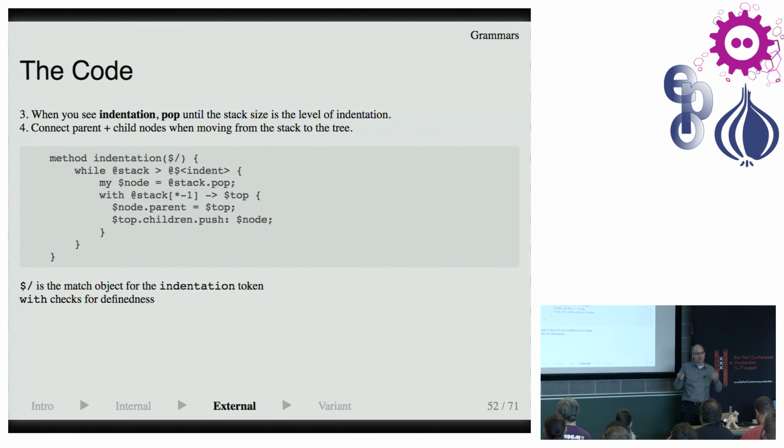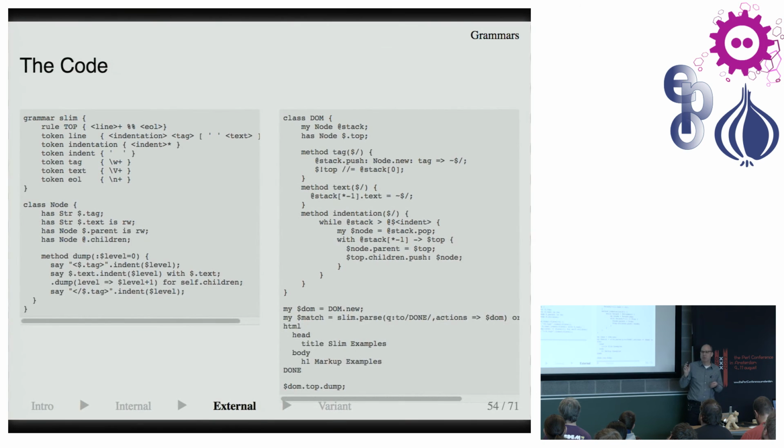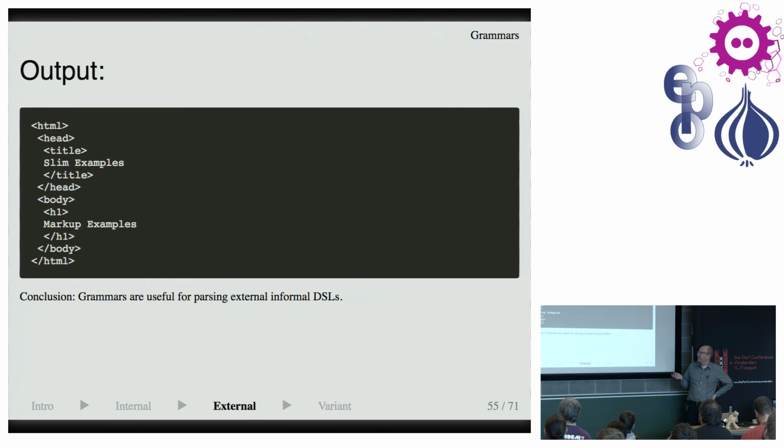So it's kind of like an if and then do an assignment, but only if it's defined. So we take the top of the stack here and we assign the parent of the current node to be the top, and we take our node and we push it onto the children of that node. Okay, so that's about it. There's also a way to dump, which you can do recursively by printing out different levels of indentation. I'll skip through that. But all in all, the code is not too bad for doing all that parsing. Okay, and here's what you get.